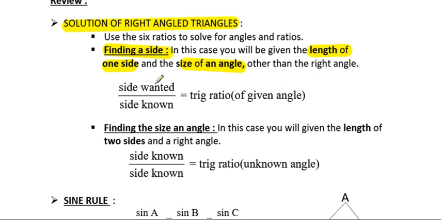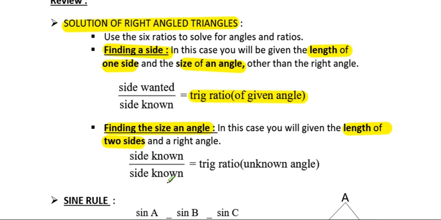Always start with what you want over what you have and equate it to a trig ratio that you know. Remember, sine is opposite over hypotenuse, cos is adjacent over hypotenuse, and tan is opposite over adjacent. So it gives you some kind of formatted way of answering the question. But using a right angle triangle, we can also find an unknown angle. In this case, you must know the length of two sides.